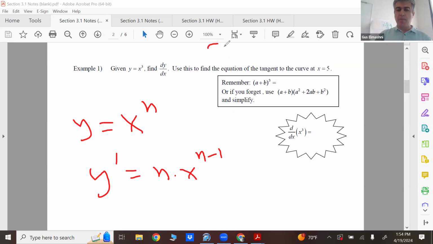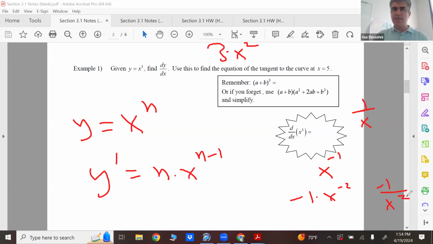Like 3x squared, if I move the 3 to the front, drop the exponent by 1, didn't I just get that? How about 1 over x? What's x as an exponent here? Negative 1. Okay, let's do it. Negative 1 times x to the negative 2. Isn't that negative 1 over x squared? Yeah, right? It works. You can roll the exponent to the front and then drop the exponent by 1 to get the derivative, assuming it's of the form x to the n. It'll always work that way.